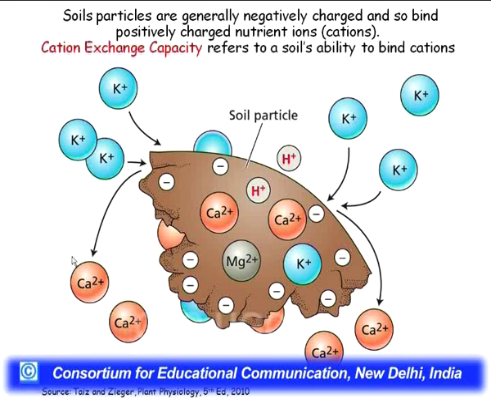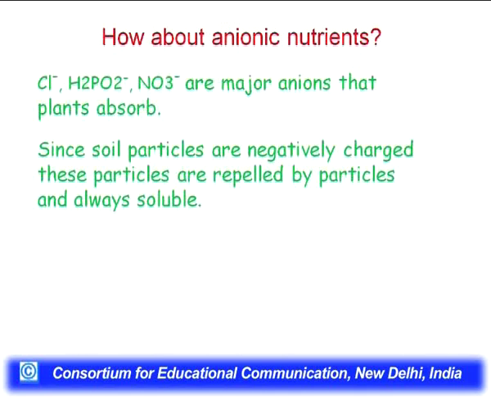How rich a soil is in terms of cations is usually reflected by its cation exchange capacity. Only if the soil has sufficient metallic ions to exchange will the plants grow healthy and happy; otherwise, supplements of those metal nutrients are definitely required. Now, as I told you, about the anions like chloride, hydrogen phosphate, nitrate, they are the major anions that the plant absorbs.